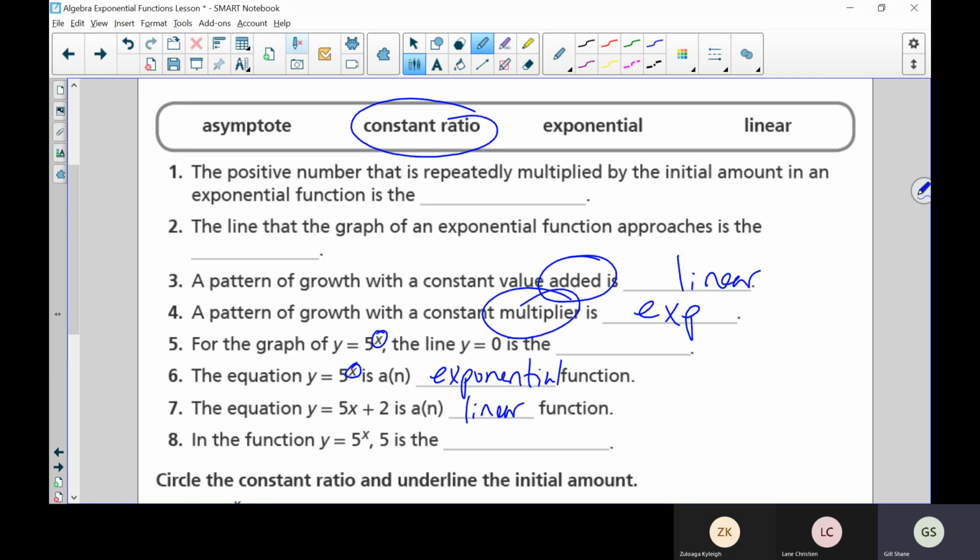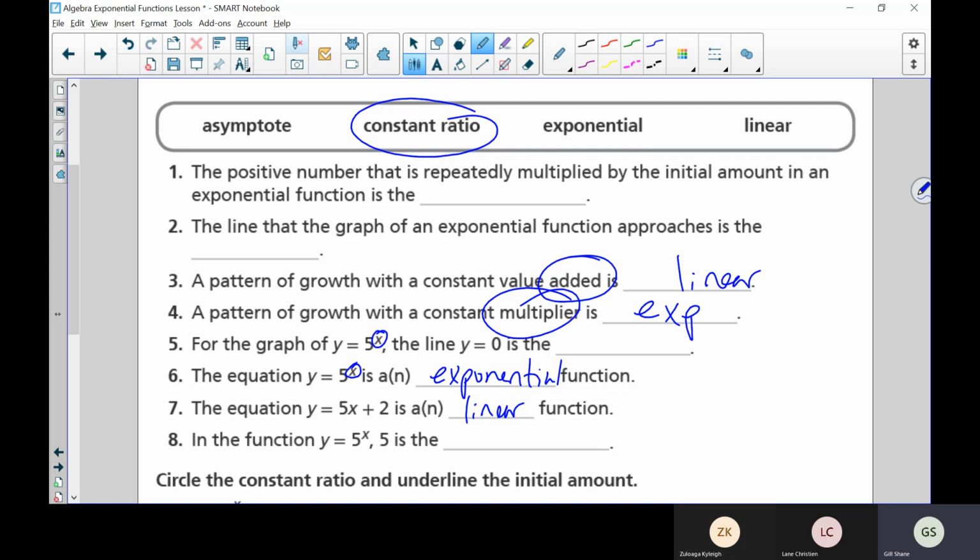Oh my god, this class is so dead. Oh, no. Sorry. No. Exponential. Wait. What did you say? Linear. Constant ratio. You are guessing everything wrong. Statistically, that's hard to do.